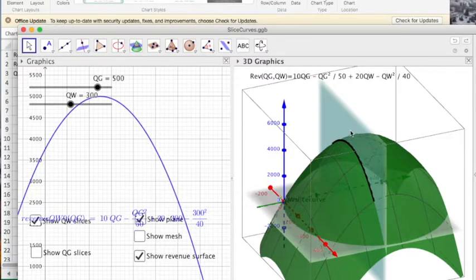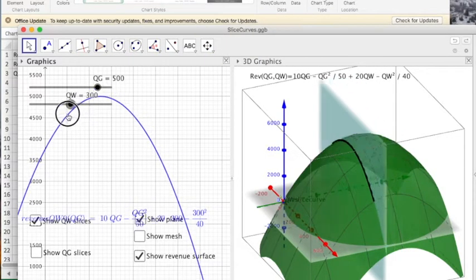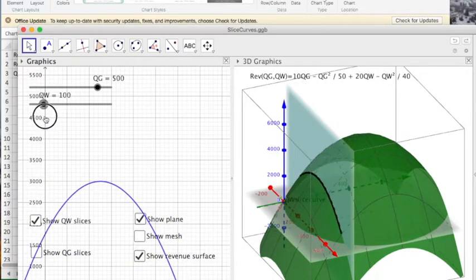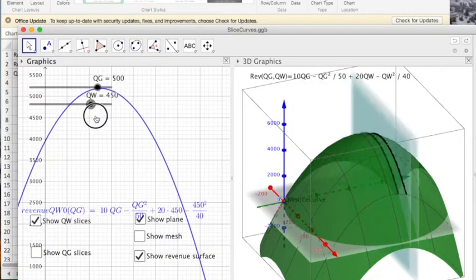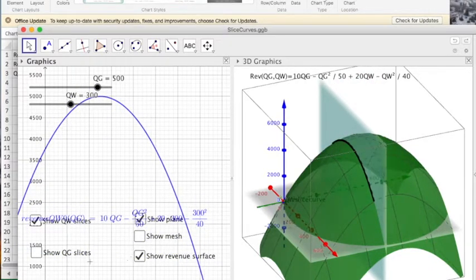I'd like to look at what happens if we cut that by a plane. And so I have a fixed plane where the quantity of widgets is 300, and I see the graph that I get from the fixed plane. So this is the graph. And if I move the 300 back, if I move the quantity of widgets back and forth, that turns into a number of different curves along this. I can build that into a mesh.